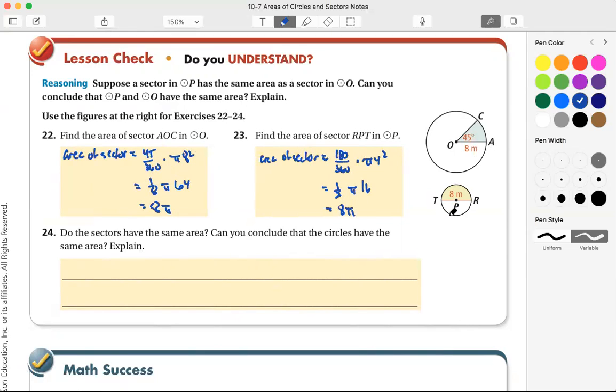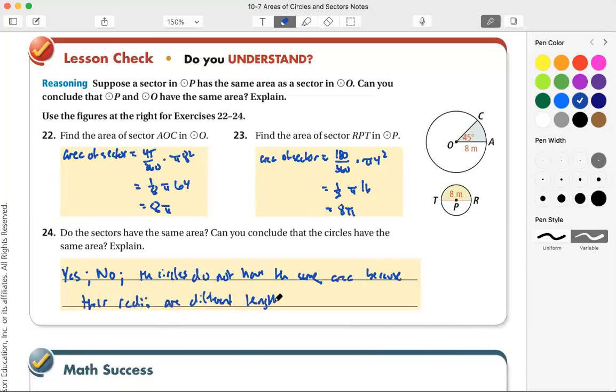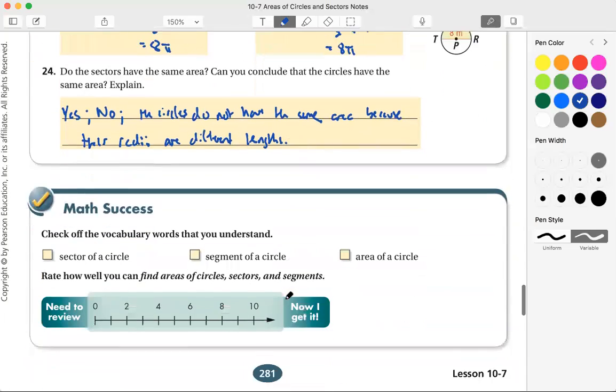Now notice you get the same area of sectors, but do these have the same areas of the circle? Okay, so yes, areas of the sectors are the same. Do the circles have the same area? No. The circles do not have the same area because their radii are different lengths. And that's the end of this section.